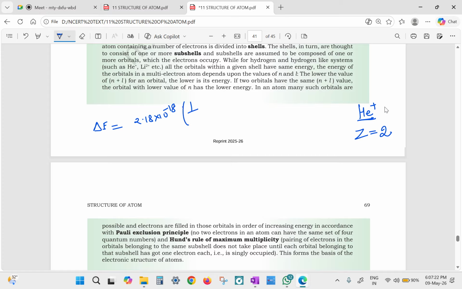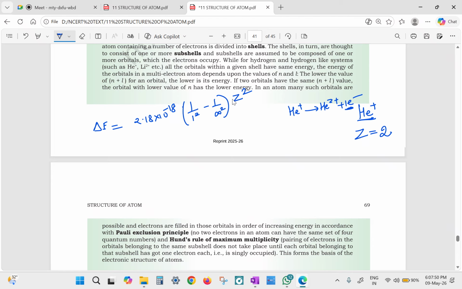1 by, I'm trying to remove the electron from He plus. There must be 2 electrons, but 1 electron is already gone. So, it's a single electron system and I'm trying to convert it into He2 plus and 1 electron. So, I'm removing 1 electron. Where was it? It was in the first shell. Where is it going? It is going to the infinite shell, into Z square. Is it clear?